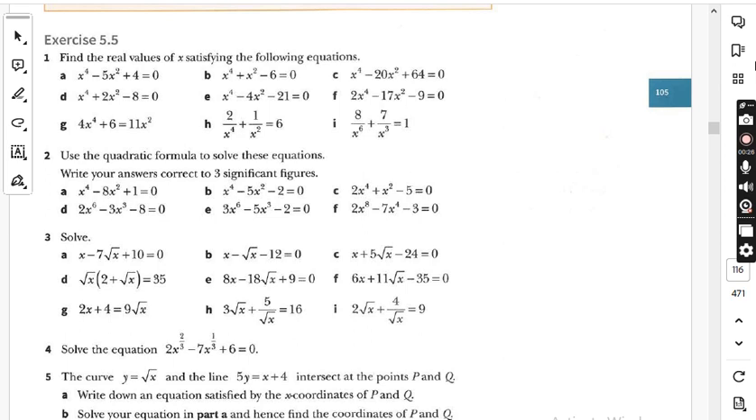Students, in the last lecture we did question number 2 from exercise 5.5. The topic is more complex equations. Today we are going to do question number 3, and you will see how to solve complex equations.